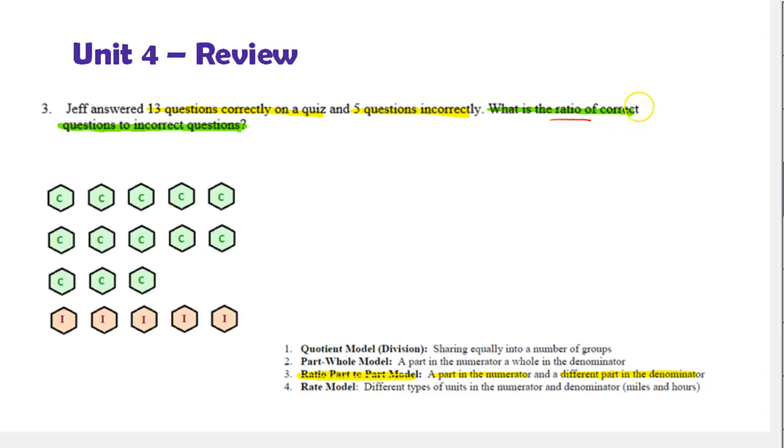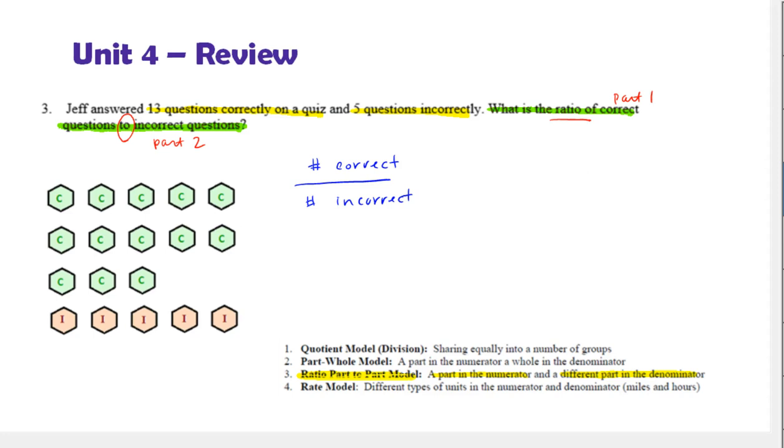The first part says correct questions, so that's going to be part 1, which is going to go in our numerator. The word to indicates the part that's going to go in the denominator. So this is part 2. So now we'll put the number of correct questions in the numerator and the number of incorrect questions in the denominator.